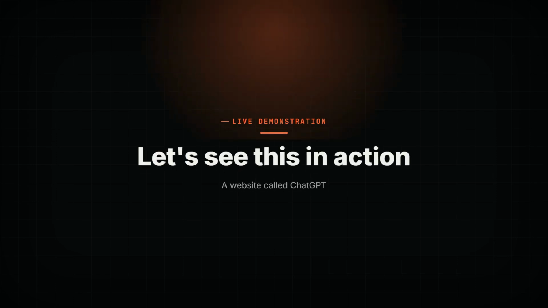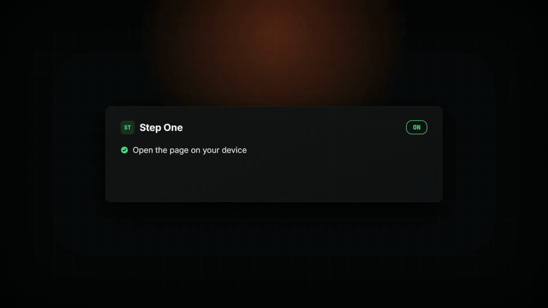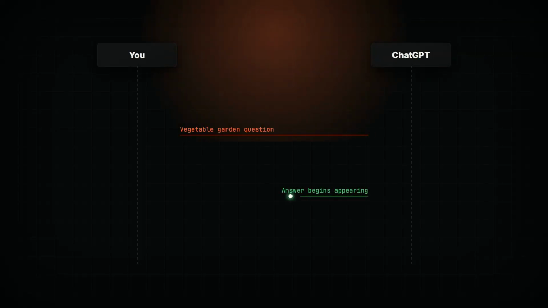Let's slow down for a second and see this in action. Picture a website called ChatGPT, one of the most well-known AI programs available today. You open the page on your computer or your phone, and you see a simple box waiting for you to type into it. Let's say you type a question, something like, what's a good way to start a small vegetable garden?